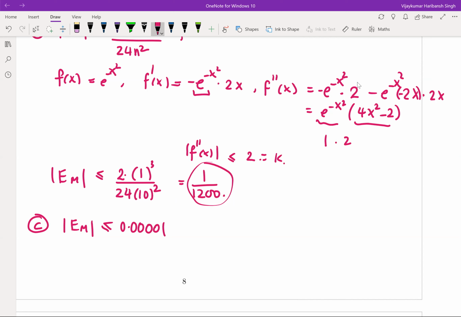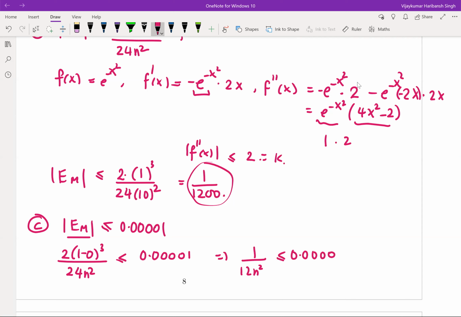So we get, but what is my Em? Em is 2 times (1 minus 0) cubed divided by 24 n squared, and that has to be less than 0.0001. So we get 1 by 12n squared is less than or equal to 0.0001. So now we get 1 upon 12 times 0.0001 is less than n squared.